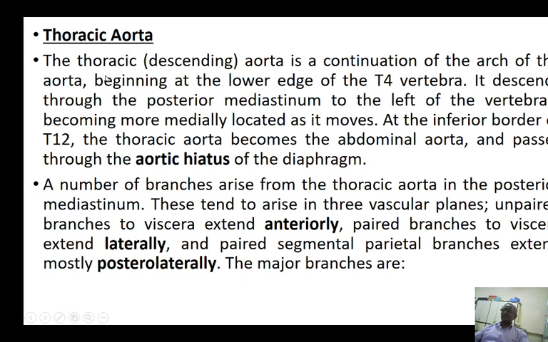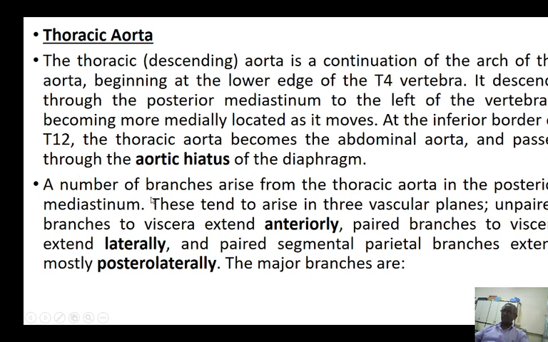So after the esophagus, we go for the thoracic aorta. The thoracic or descending aorta is a continuation of the arch of aorta, beginning at the lower edge of the T4 vertebra. It descends through the posterior mediastinum to the left of the vertebra, becoming more medially located as it moves down. At the inferior border of T12, the thoracic aorta becomes the abdominal aorta, passing through the aortic hiatus of the diaphragm. So the aortic hiatus is seen at the level of T12.